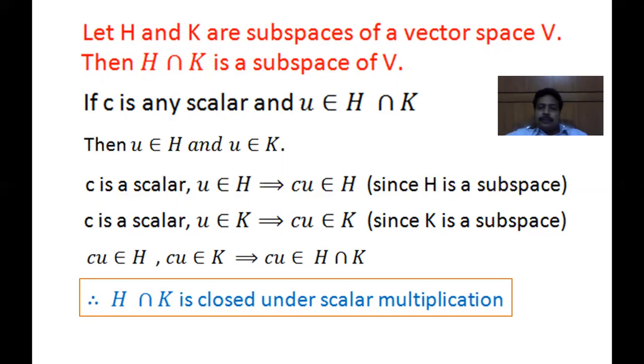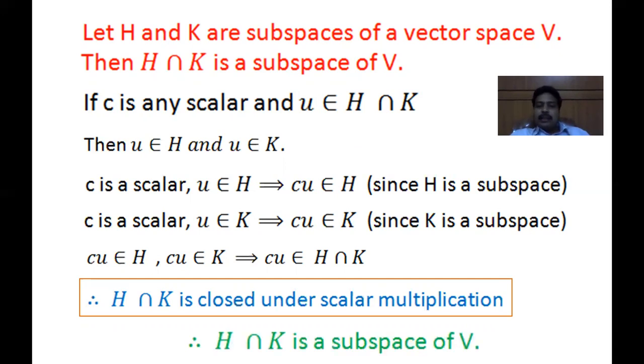Now all the three properties of a subspace are fulfilled by H intersection K. So H intersection K is a subset of V. That is very clear. And H intersection K contains the zero vector of V. H intersection K is closed under vector addition, and it is closed under scalar multiplication. So from all these, we can say that H intersection K is a subspace of V whenever H and K are subspaces of a vector space V.